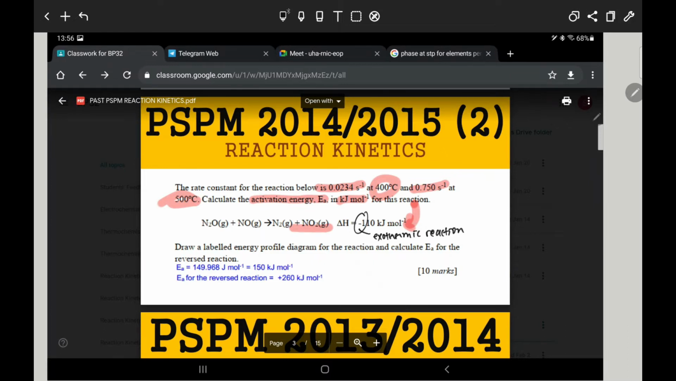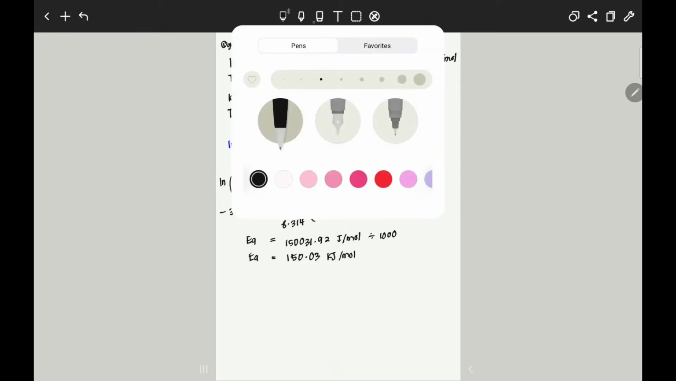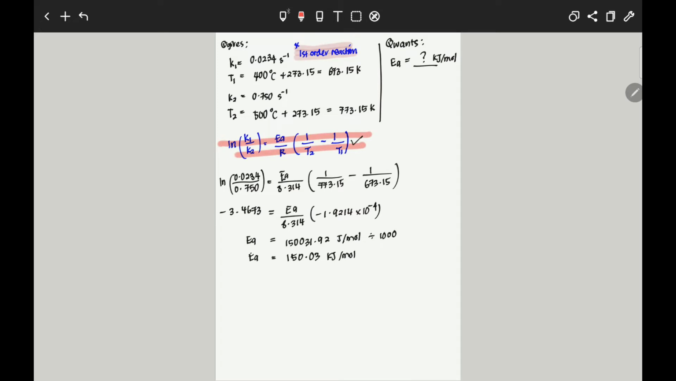Extract all the information from these questions. So, I have listed down the information here. From this information, I know that I should use this equation in order to get the activation energy. So substitute all the values into the equation and use your calculator to calculate all of this. So in the end, we will get 150.03 kilojoule per mole. So this is the activation energy.